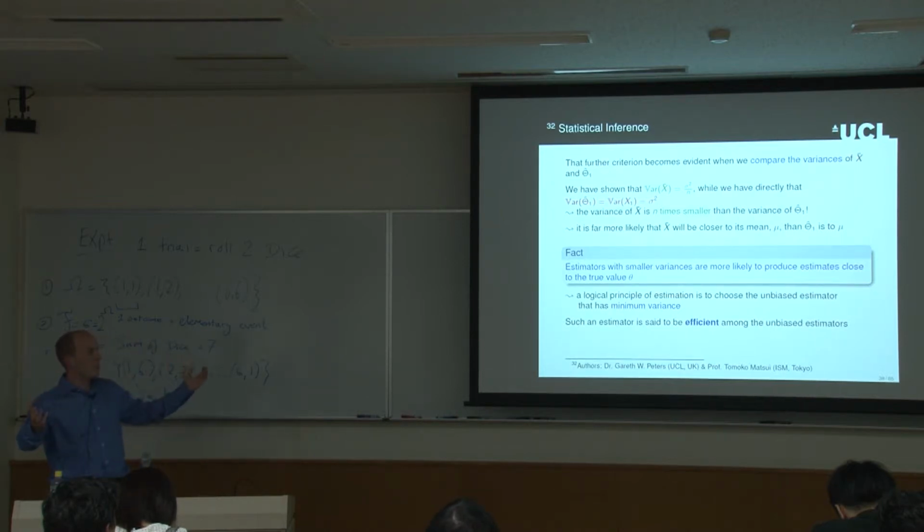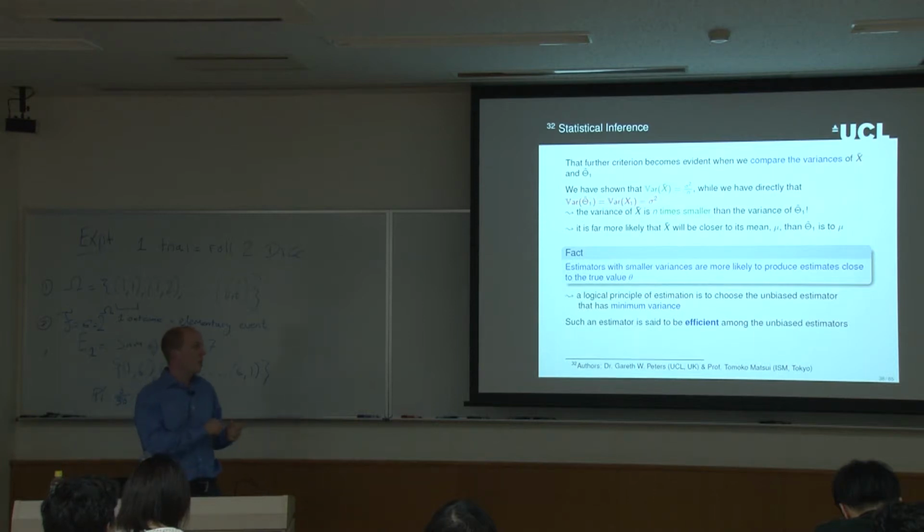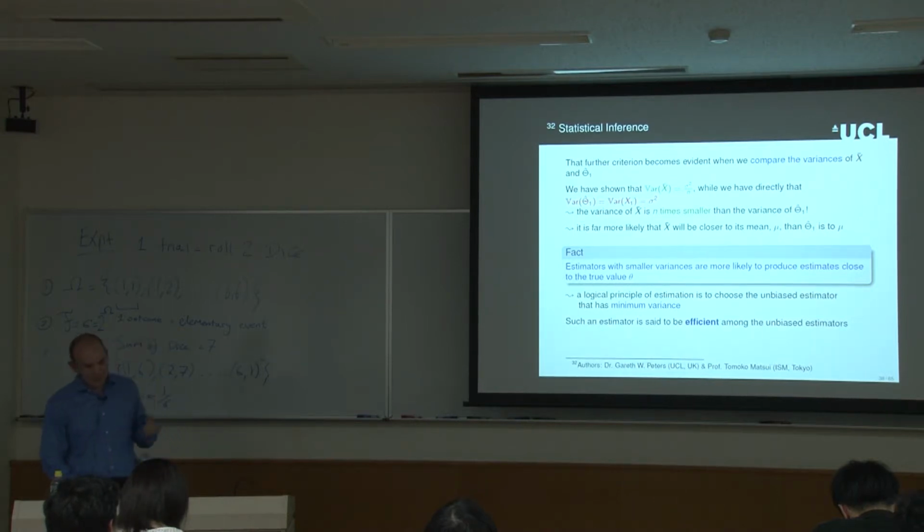A fact here: estimators with smaller variance are more likely to produce estimates which are closer to the value we want to estimate. And so a logical approach would be to choose the unbiased estimator with the smallest possible variance, so the minimum variance. We refer to this estimator as an efficient estimator, efficient among the unbiased estimators. That's the second property we're looking at for estimators.